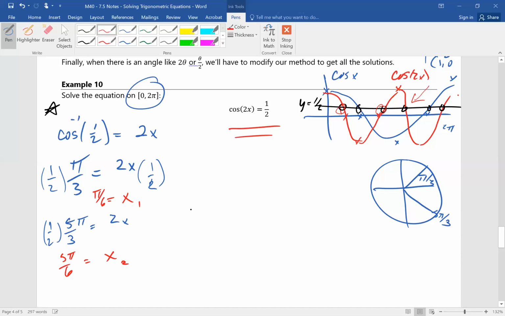So we got to figure out a way to figure out the other 2. All right, and here's what I would suggest. Because you know that your first answer was, if you have 2x and your first answer was pi over 3, then you also can consider another full rotation. Same thing for 5 pi over 3.